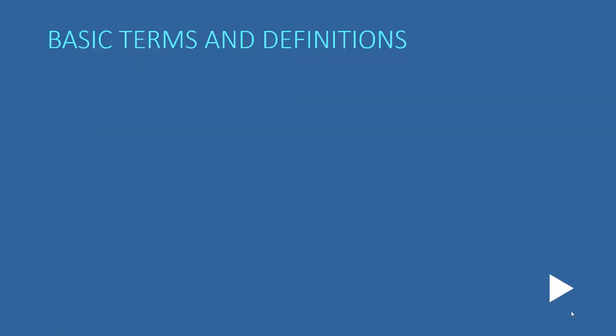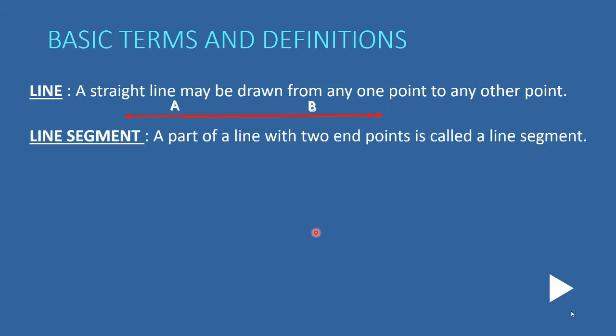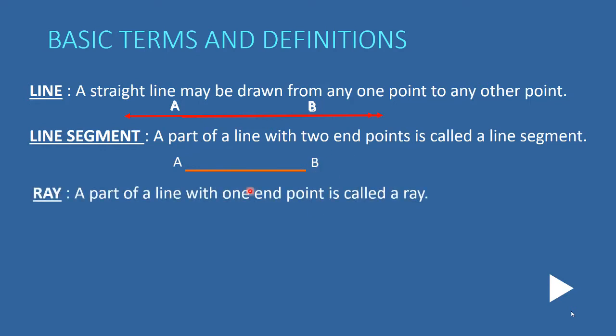Let's recall some basic terms and definitions which we have studied in previous classes. Line. A straight line may be drawn from any one point to any other point. AB is a line which passes through the points A and B. Line segment. A part of a line with two endpoints is called a line segment. AB is a line segment with endpoints A and B. Ray. A part of a line with one endpoint is called a ray. AB is a ray with one endpoint A.